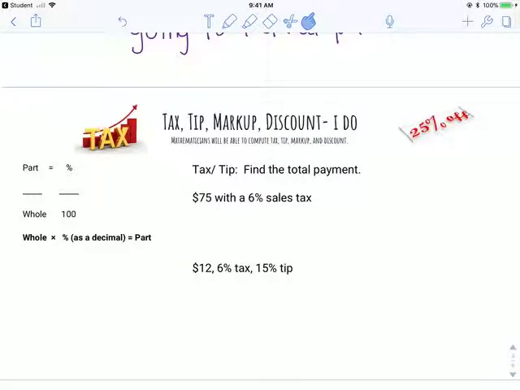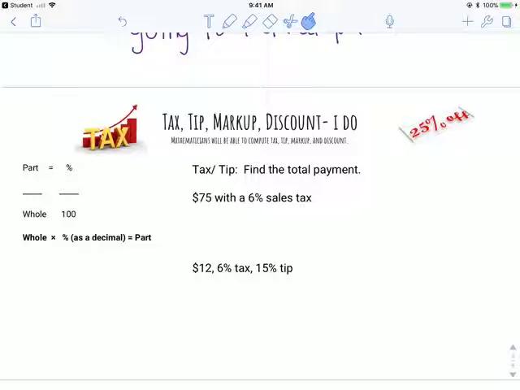All right, so we're going to go straight into tax, tip, markup, and discount. We can do these problems like part over whole equals percent over 100. We can take the whole and multiply by the percent, but we would have to change it to a decimal first to find the part. So I'm going to teach it with proportions.